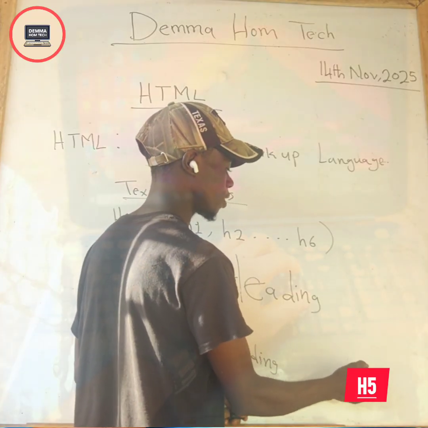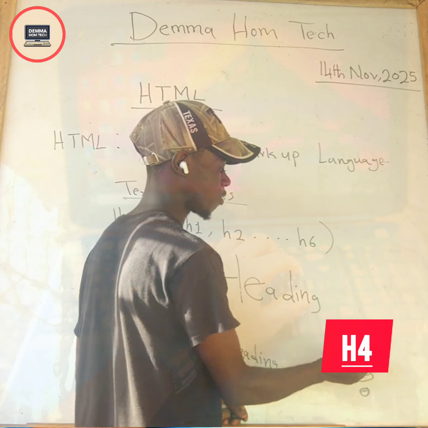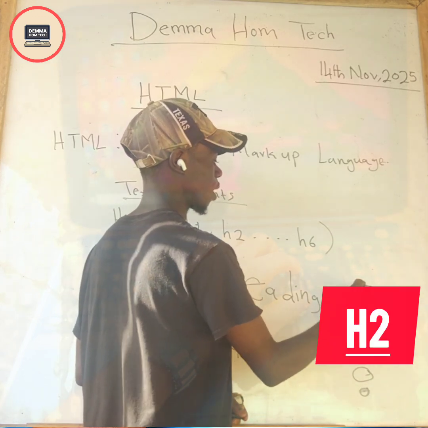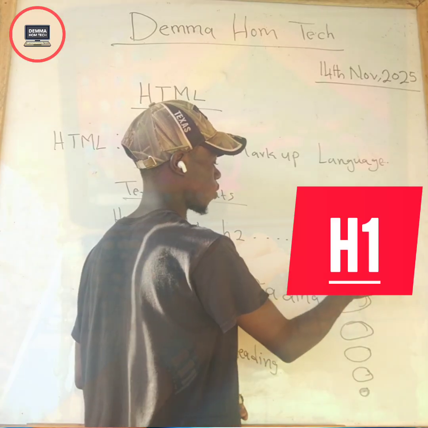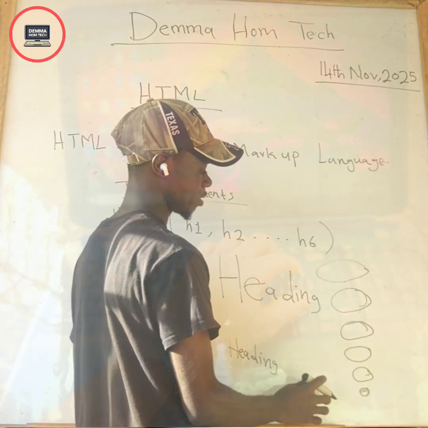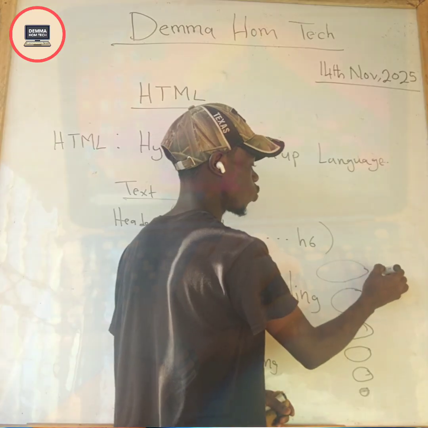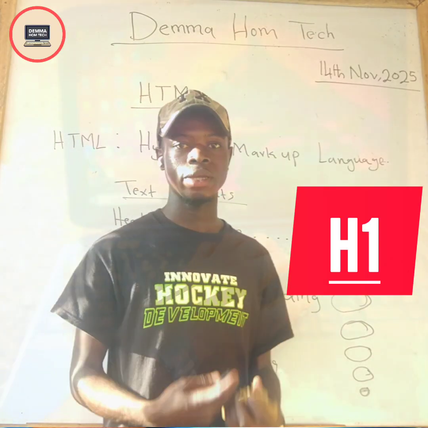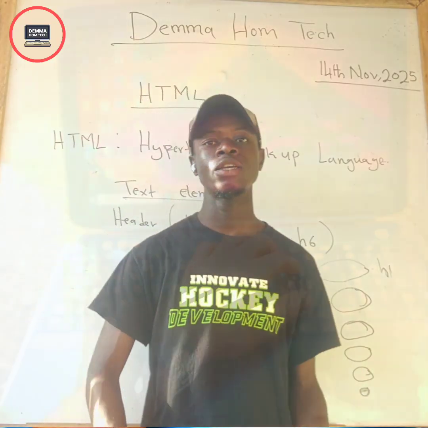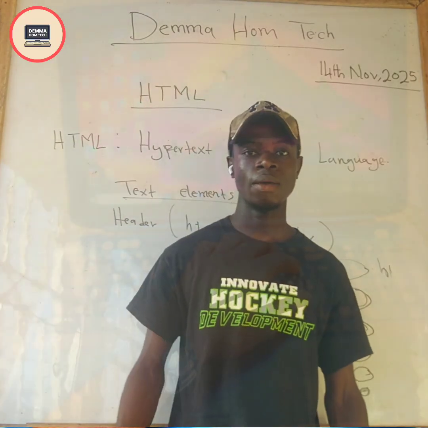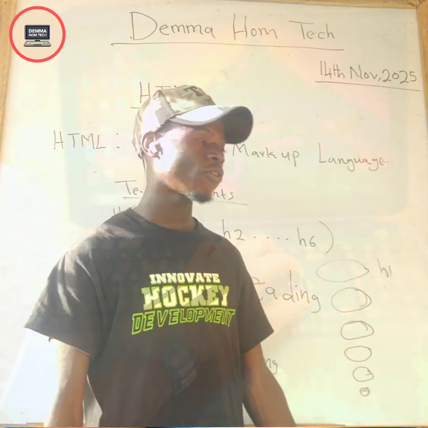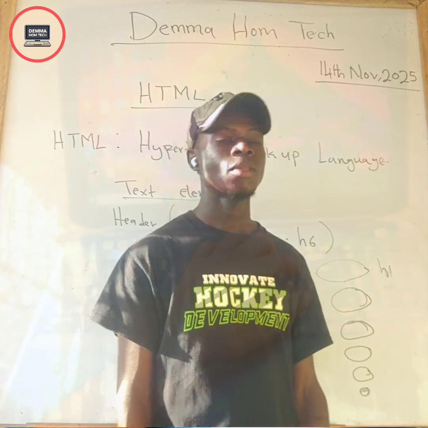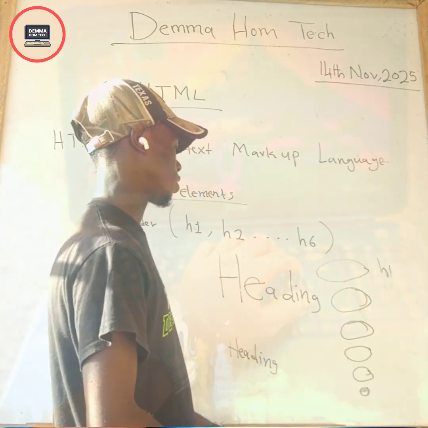Header 5 is bigger than header 6. Header 4 is bigger than header 5. Header 3 is bigger than header 4. Header 2 is bigger than header 3. Header 1 is bigger than header 2. And that's it. If you choose H1, your header will be very big. But you can also choose H6 and then use CSS to set the size later. By default, H1 is the biggest, while H6 is the smallest. So that's just the header property.